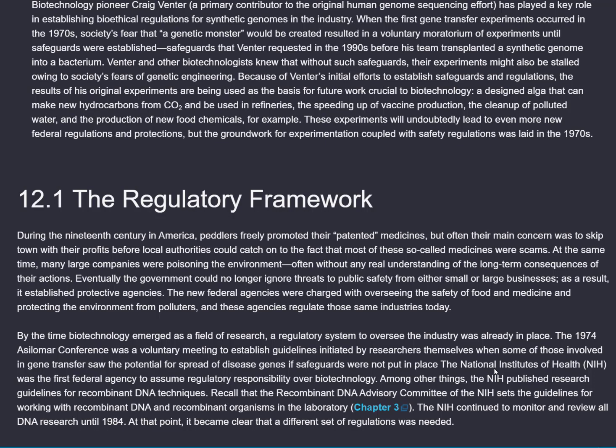Venter and other biotechnologists knew that without such safeguards, their experiments might also be stalled owing to society's fears of genetic engineering. Because of Venter's initial efforts to establish safeguards and regulations, the results of his original experiments are being used as the basis for future work crucial to biotechnology: a designed alga that can make new hydrocarbons from CO2 and be used in refineries, the speeding up of vaccine production, the cleanup of polluted water, and the production of new food chemicals, for example. These experiments will undoubtedly lead to even more new federal regulations and protections, but the groundwork for experimentation coupled with safety regulations was laid in the 1970s.